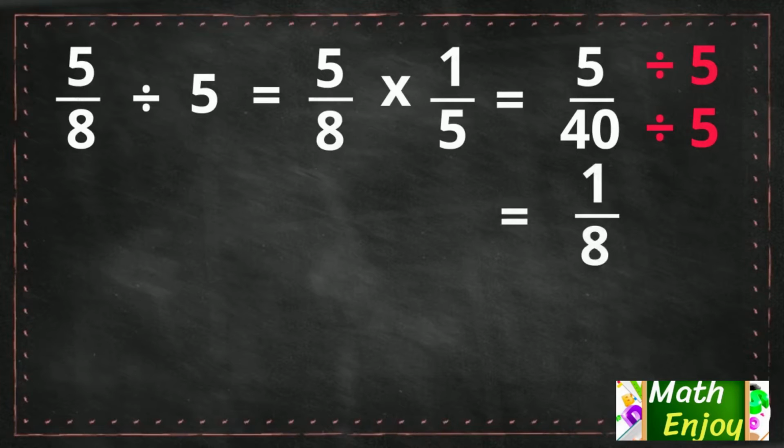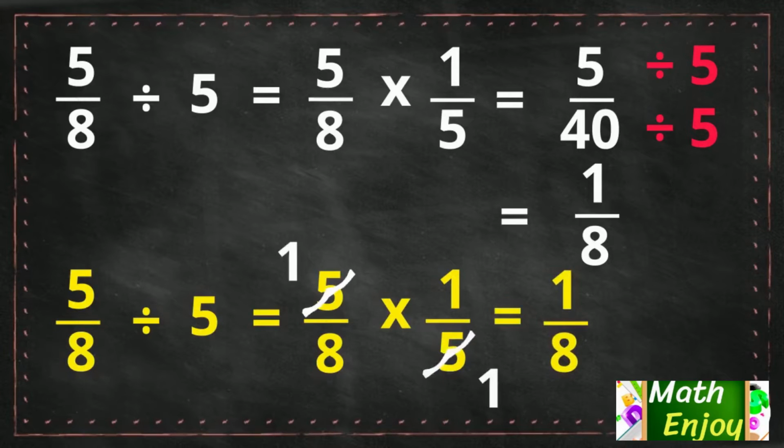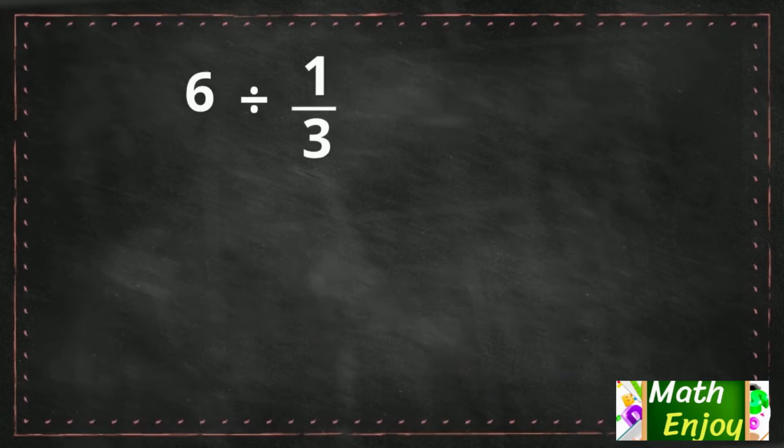Otherwise, we can use the cancellation method. 5 divided by 5 is 1. 5 divided by 5 is 1. Then directly we can get the answer. 1 times 1 is 1. 8 times 1 is 8. 1 over 8. Next one. 6 divided by 1 over 3. This one also we will write as a multiplication statement.